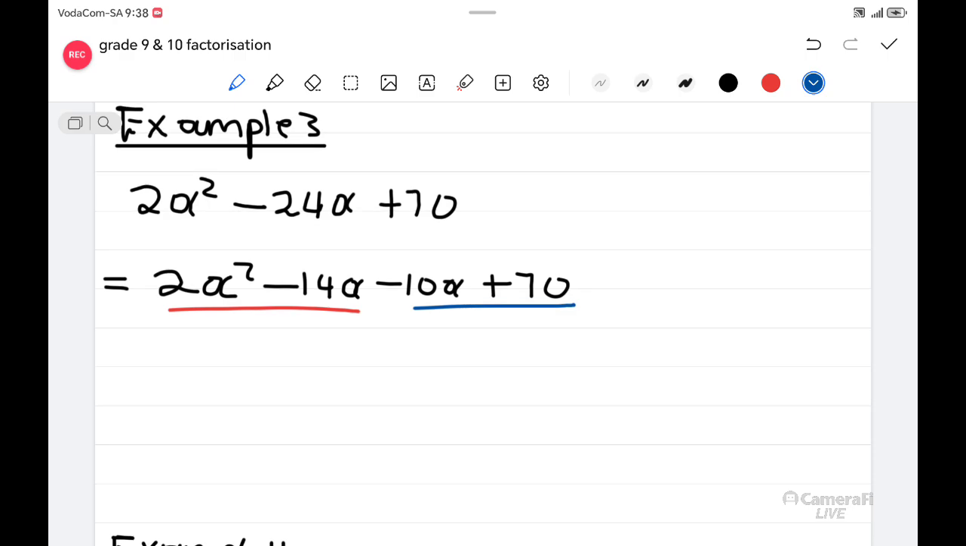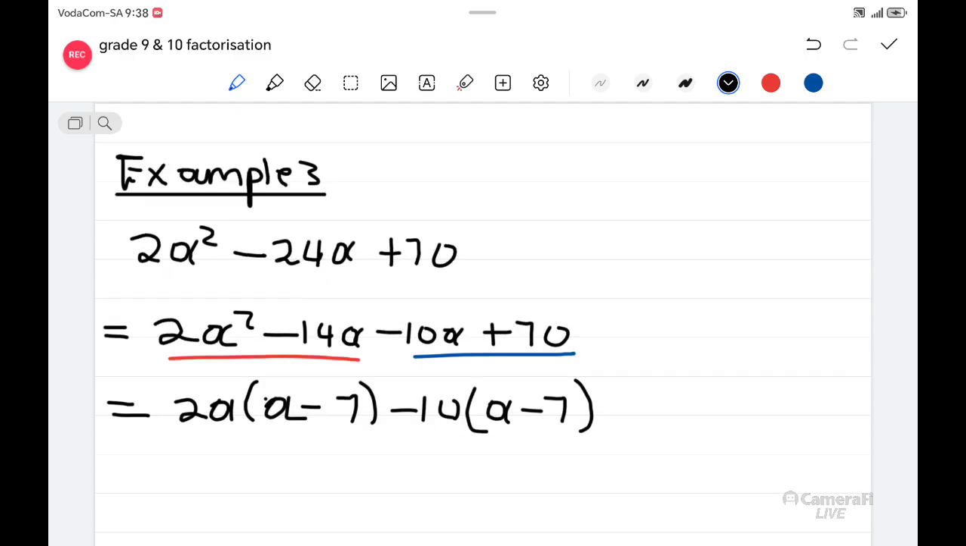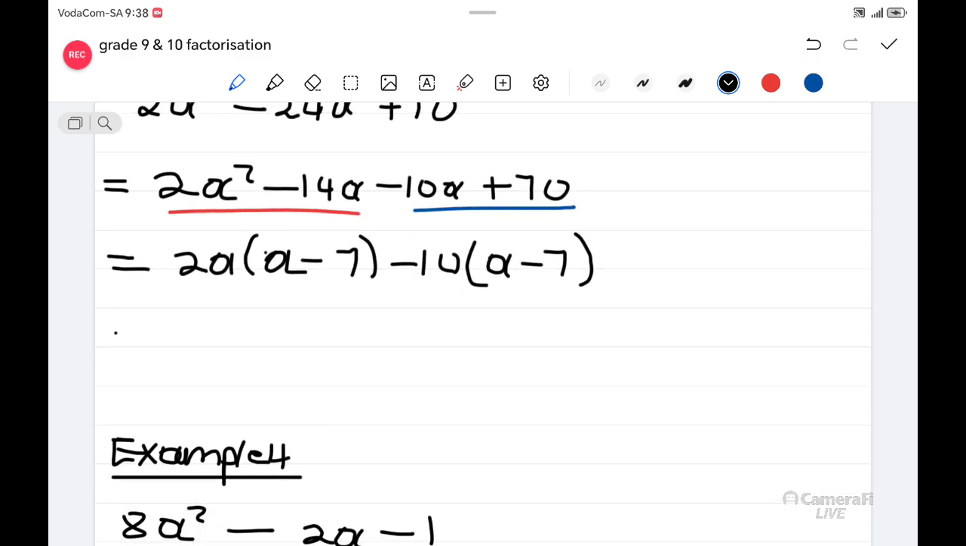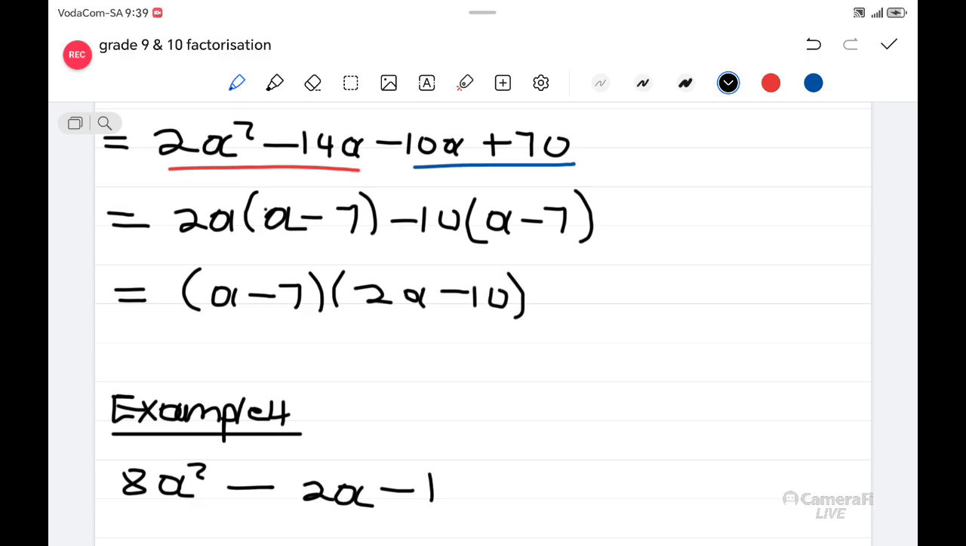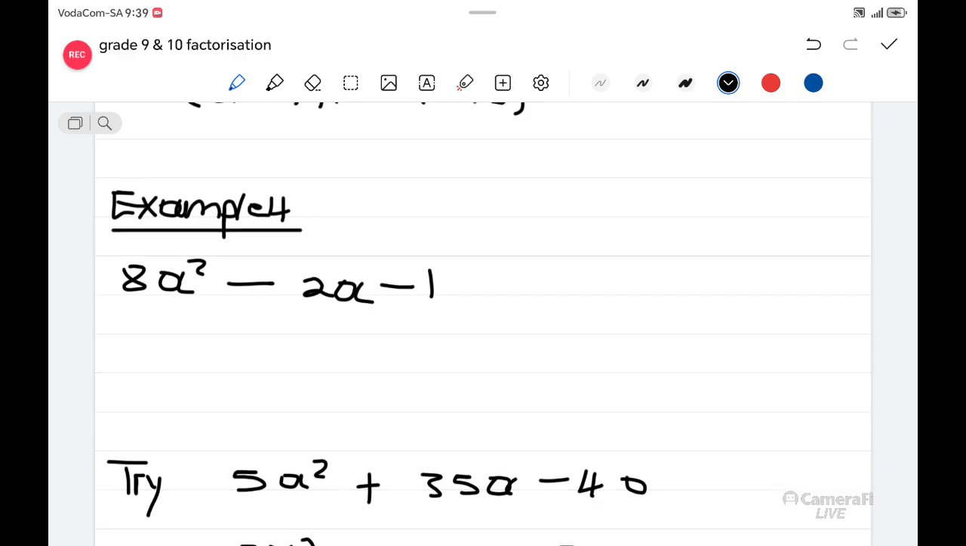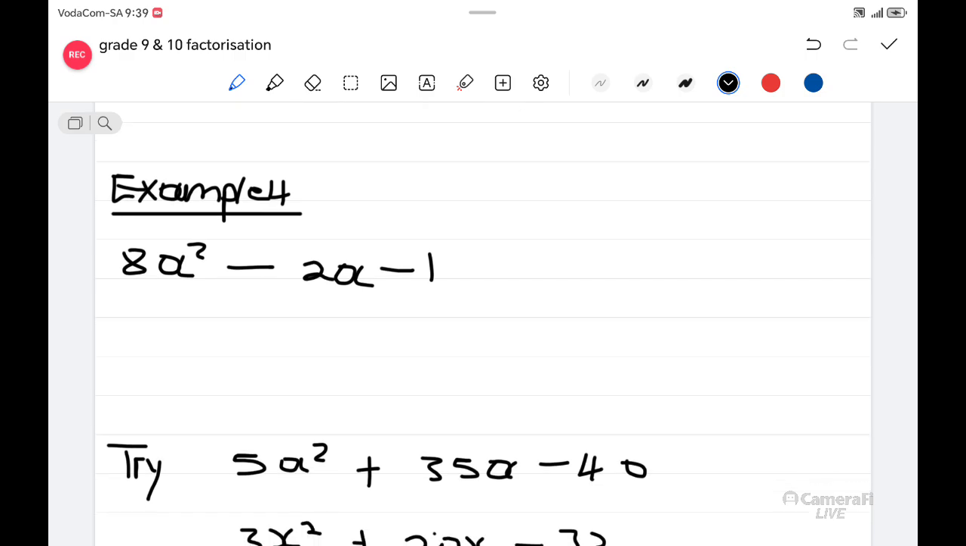So what do we have now? The common factor. We can take out 2a, and then we are left with what? With a minus 7. If we take out negative 10, we are left with a minus 7 again. Therefore, take another common factor. Our common factor is a minus 7, and then 2a minus 10. Factorized fully.